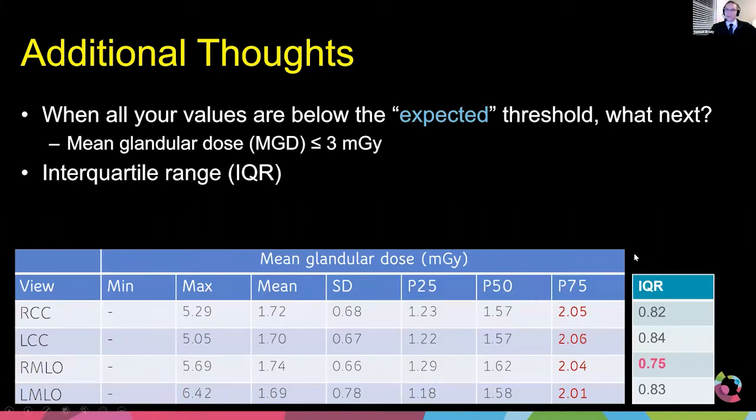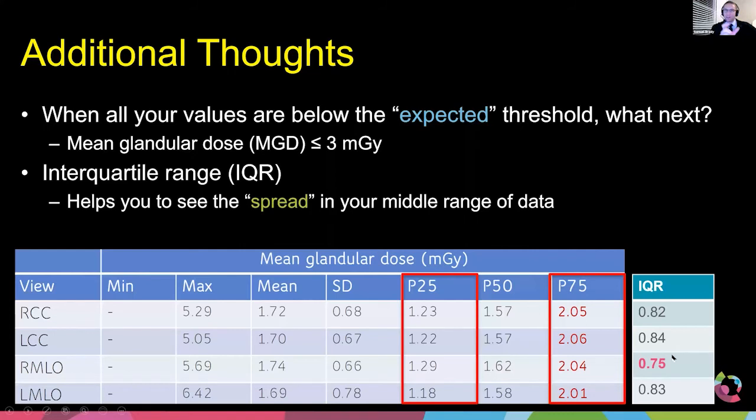So let's look at the interquartile range. Now, remember, interquartile range is simply the difference of the third quartile and the first quartile. So when I did this quick math, you can see the IQR is, for all intents and purposes, the same for all but one view. And so this gives you an ability to look at the spread of your data and ask yourself, are there still outliers? All of these values are below 3 milligray. Your 75th percentile DRLs are all below 3 milligray.